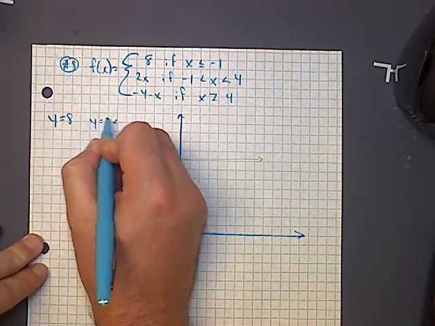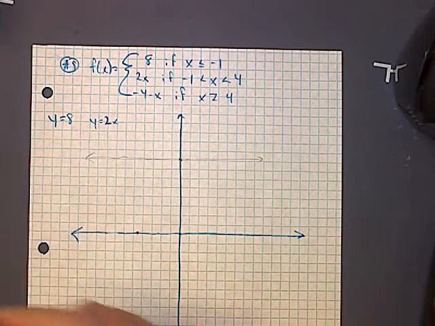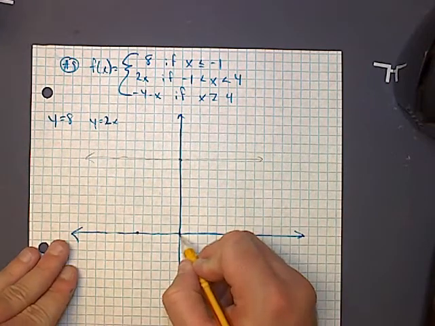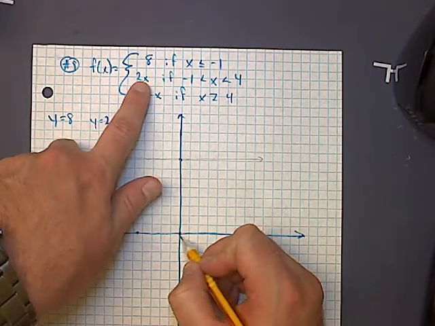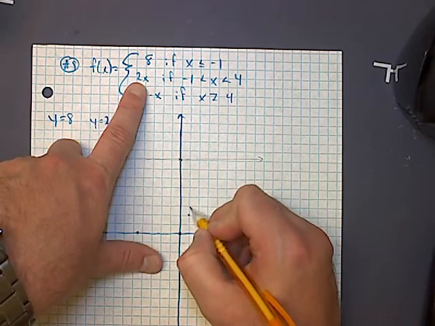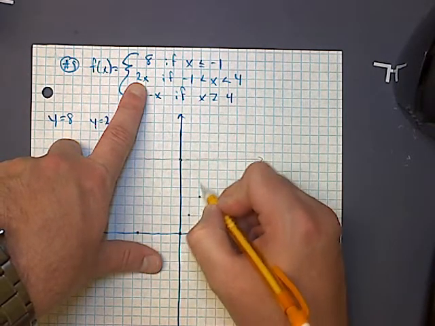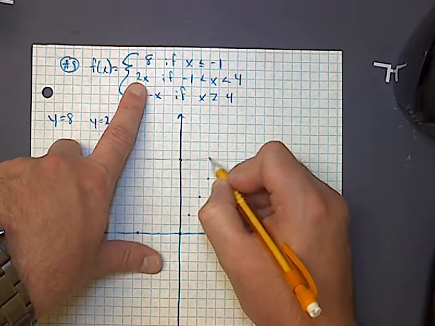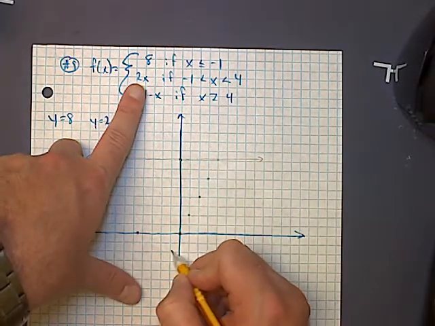Y equals 2x. Go to 0. Y-intercept is 0. Slope is 2. Up 2 over 1, up 2 over 1, and then backwards.